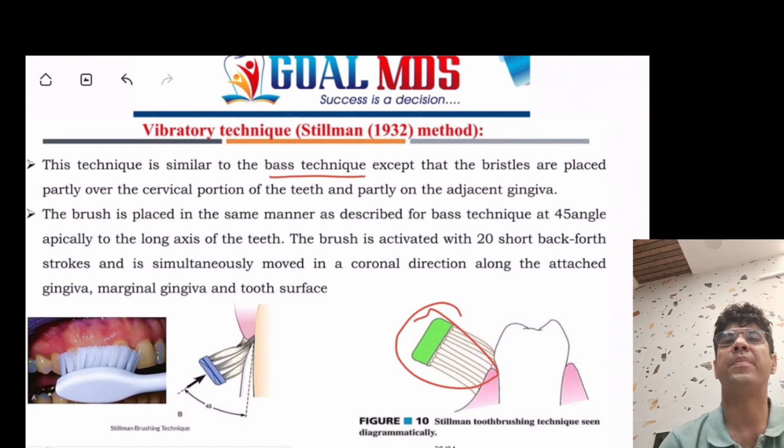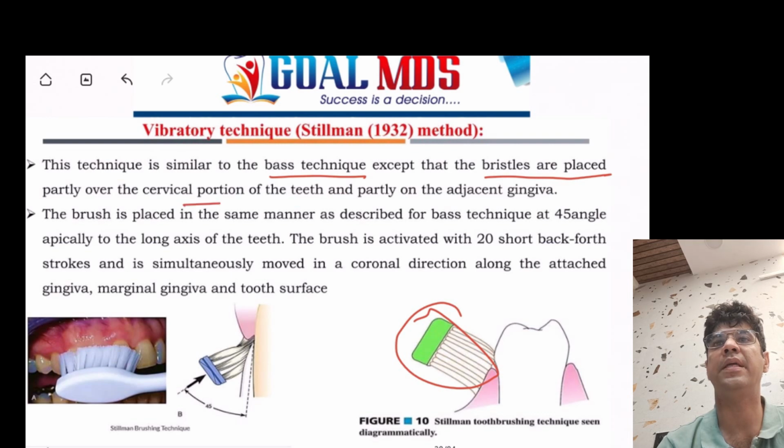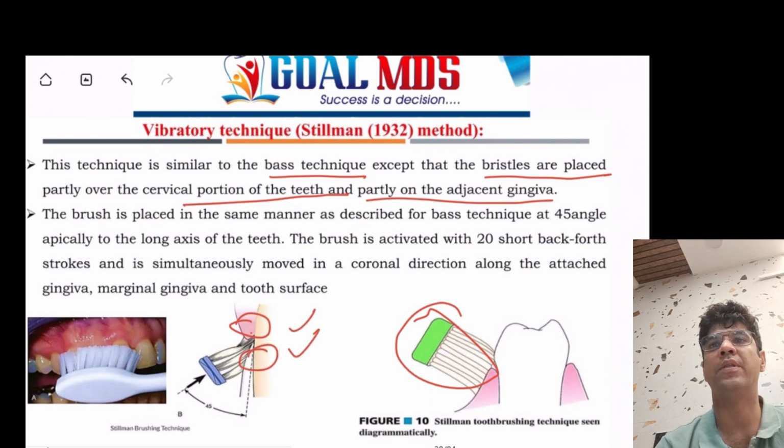The other is the vibratory technique. The vibratory technique is the Stillman technique. It is similar to the BAF technique, except the bristles are placed over the cervical portion of the tooth and partly on the adjacent gingiva.